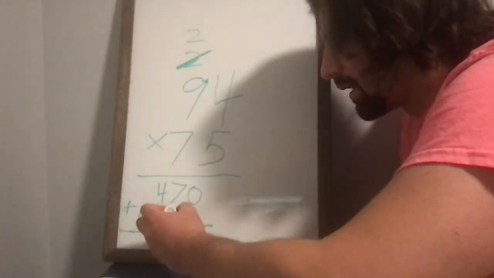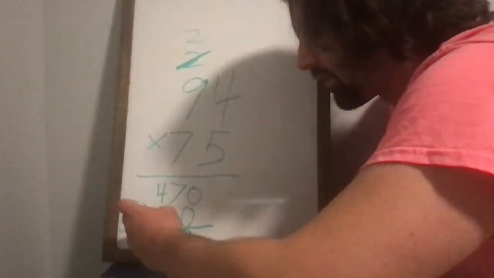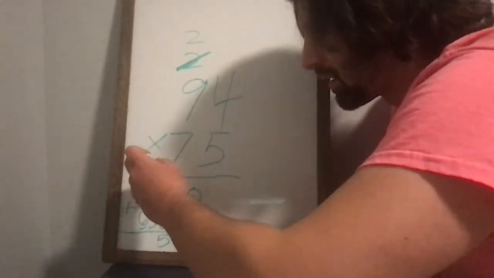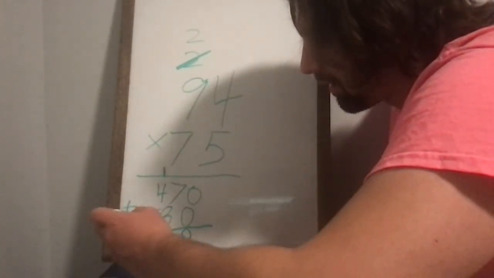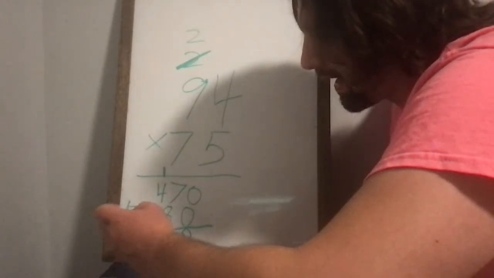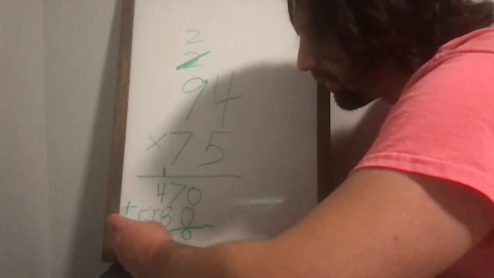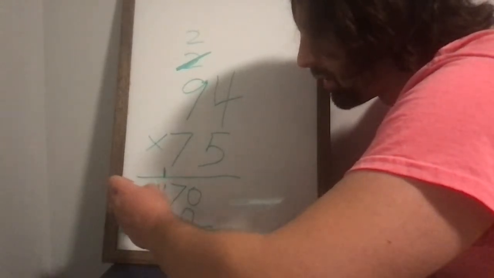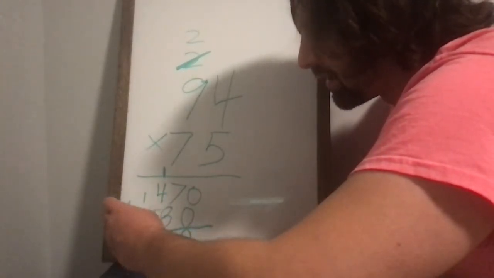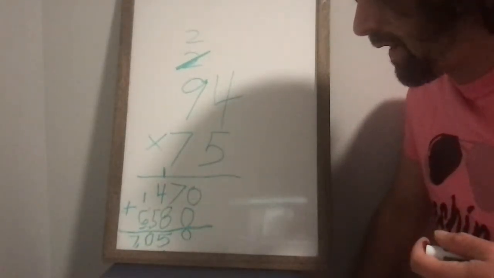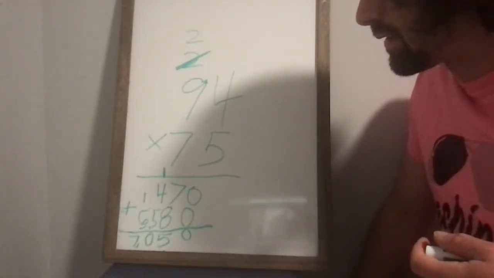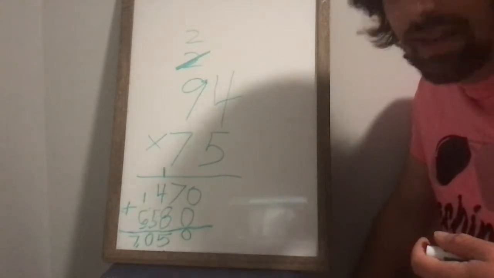I have my answer. 0 plus 0 equals 0. 7 plus 8 equals 15. So 5 carry the 1. We always regroup when the sum is 10 or more. 4 plus 5 is 9, plus 1 is 10. So again, with the 1 that we carried over, we do need to regroup. 1 plus 6 is 7. Got our comma there. All right, and we have our final answer. 94 times 75 equals 7,050.